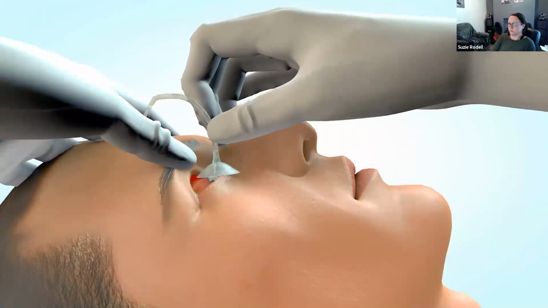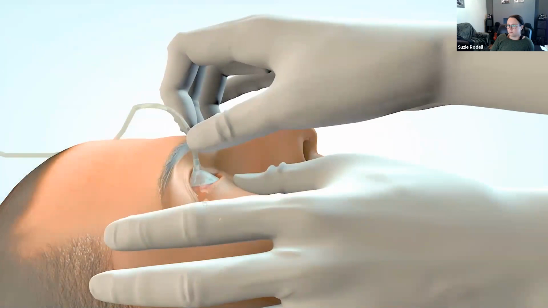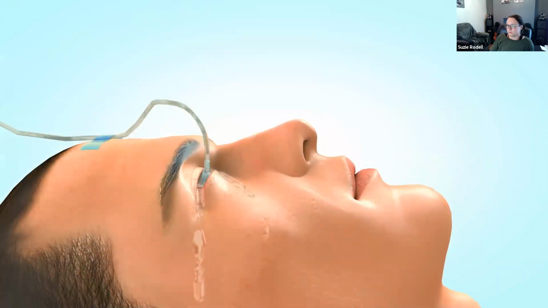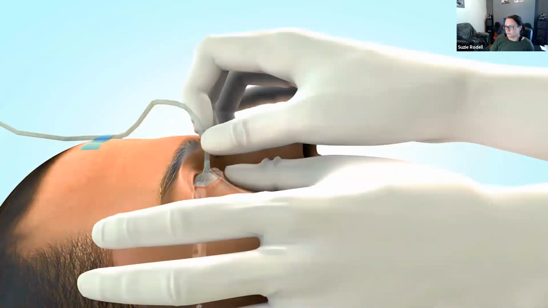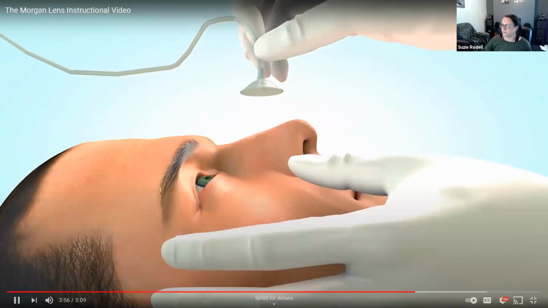Again, to insert, have the patient look down and insert the Morgan lens under the upper eyelid. Have the patient look up, retract the lower lid, and drop the lens in place. To remove, continue the flow of solution. Have your patient look up, retract the lower lid, and slide the Morgan lens out. Once the lens is removed, terminate the flow.